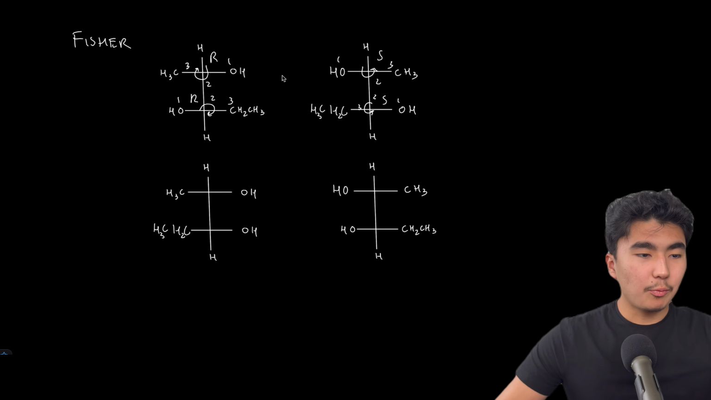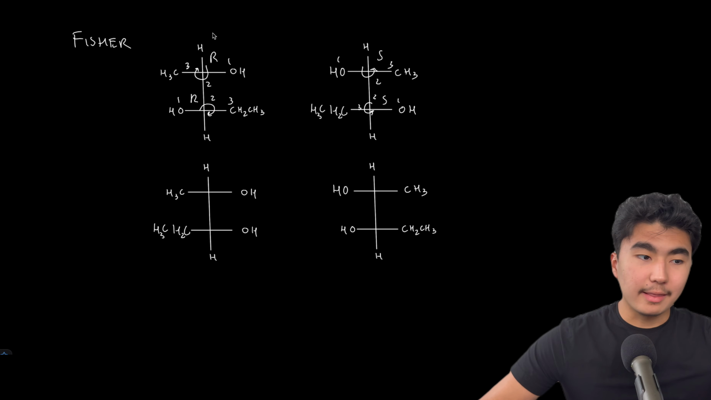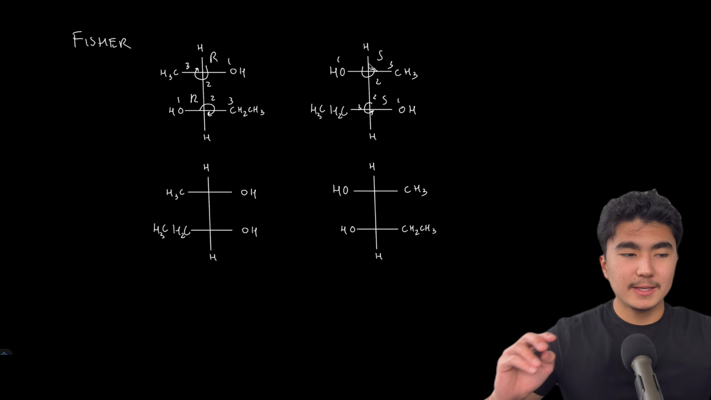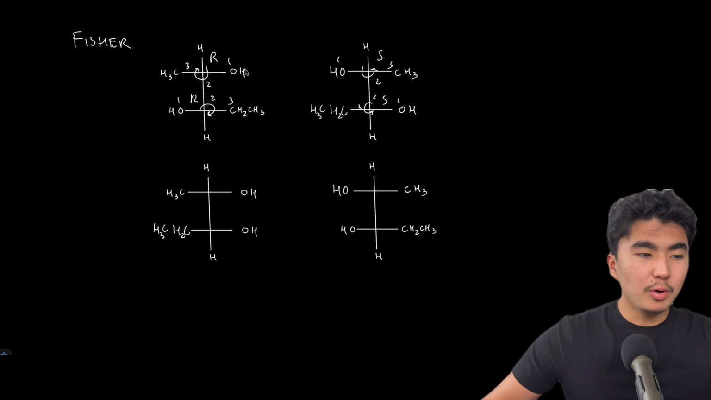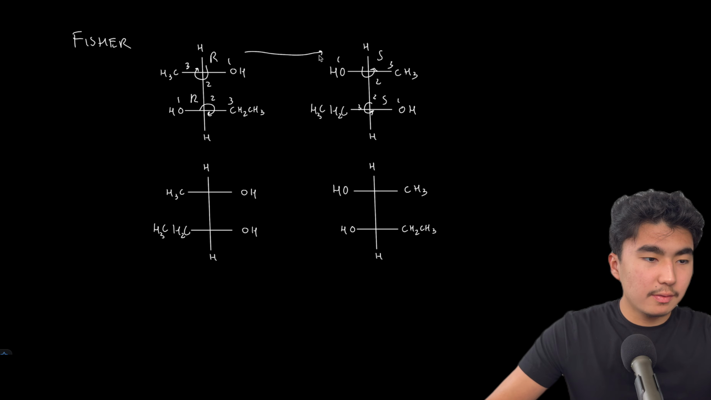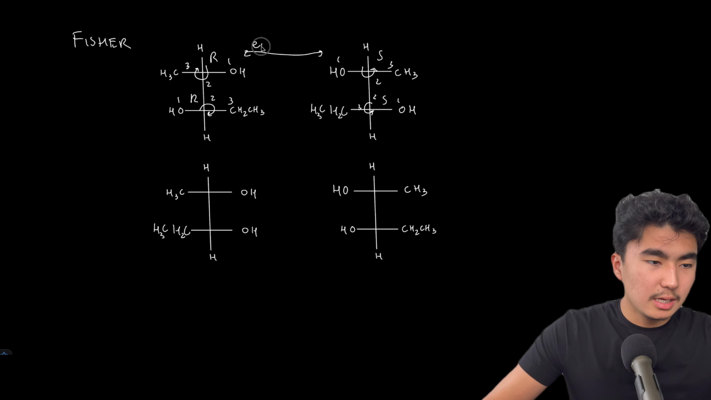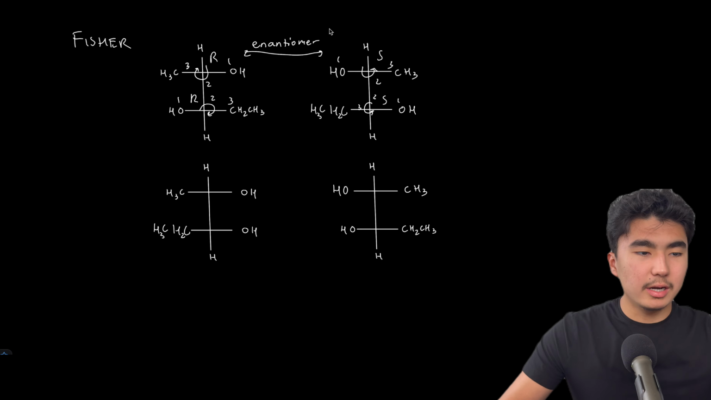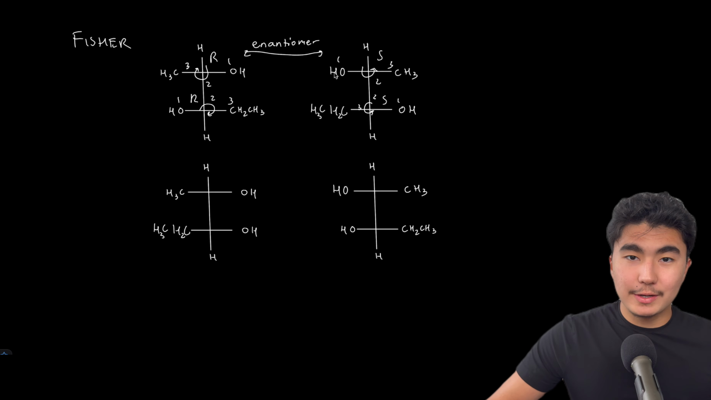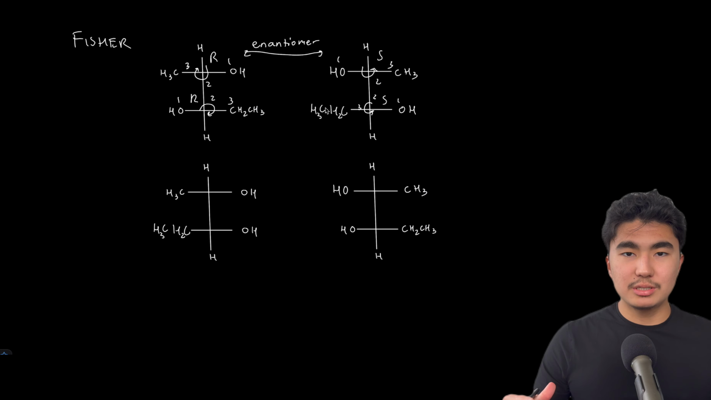Now, I want you to look at this left molecule over here and this right one. What can you notice? Well, automatically you can see that they both have different and opposite configurations. Because both of them have opposite configurations, this is an enantiomer because they're mirror images of each other. As you can see, the OH over here is on the right, the OH over here is on the left. The methyl is on the right, the methyl is on the left. Mirror images of each other.